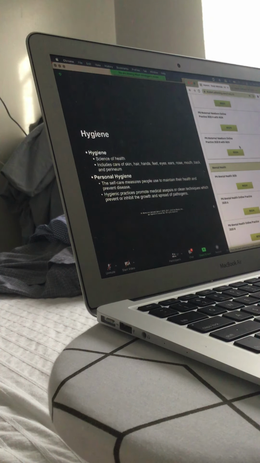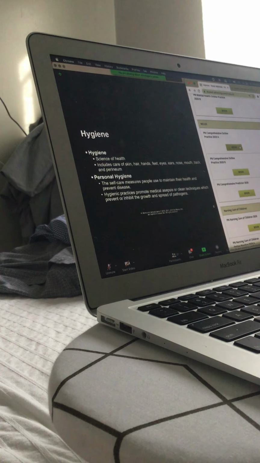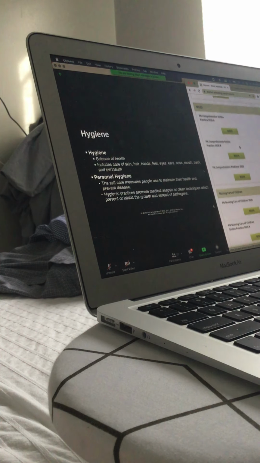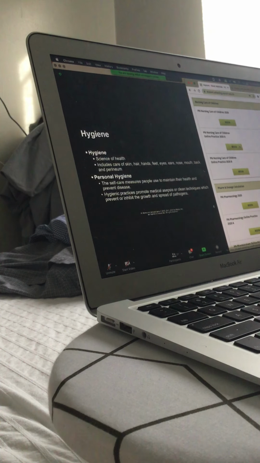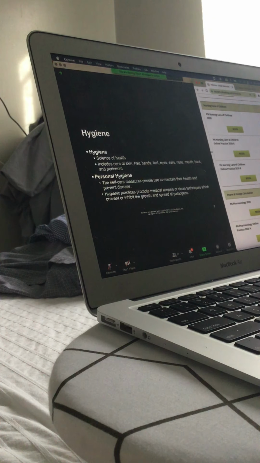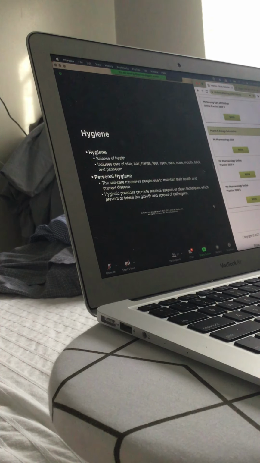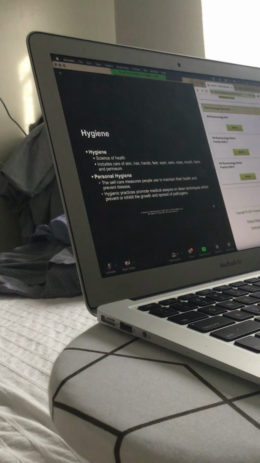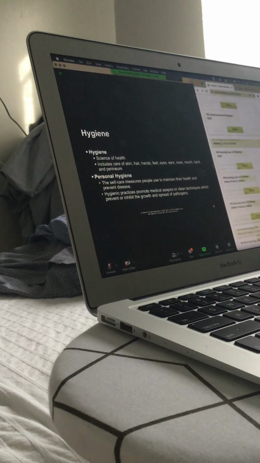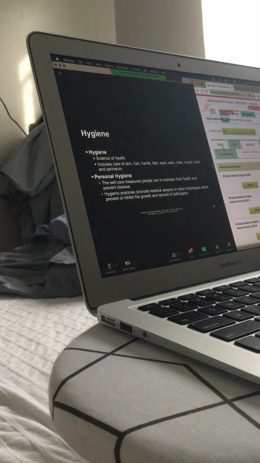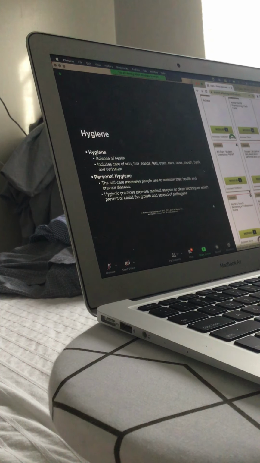Okay, that is your personal hygiene. And one of the reasons why we want to maintain hygiene on our patients, not just ourselves, is because it promotes medical asepsis or clean technique, which prevents or inhibits the growth and spread of pathogens. A simple handwashing is part of those hygienic practices. This is a basic practice among nurses. Okay, your hand hygiene.